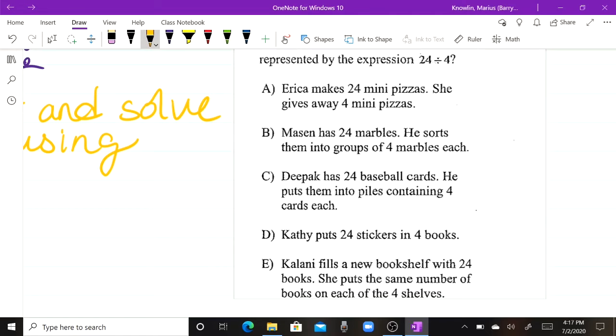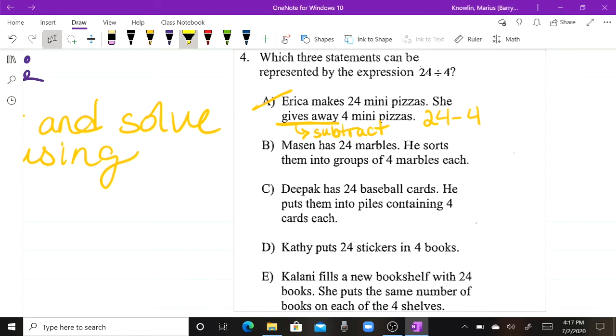Erica makes 24 mini pizzas. She gives away 4 pizzas. Well, if she starts with 24, let's start with this terminology here, gives away. When somebody gives something away, what are they doing? What operation should you be thinking about? Subtraction. So give away, that's basically subtracting from a total. The 24 is the total. The 4 is how many they're giving away. So really this statement will be written as 24 minus 4. That's not the same as 24 divided by 4. So we're going to put a little X here, or cross through that. That's not going to be an answer.